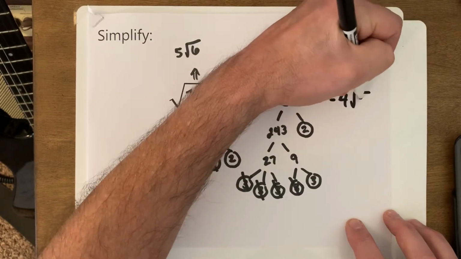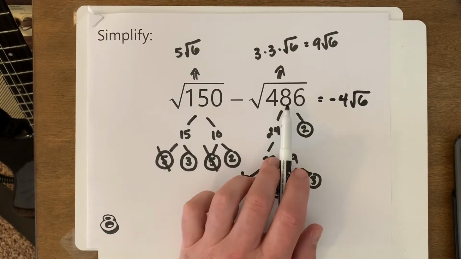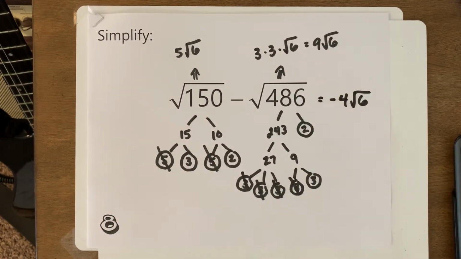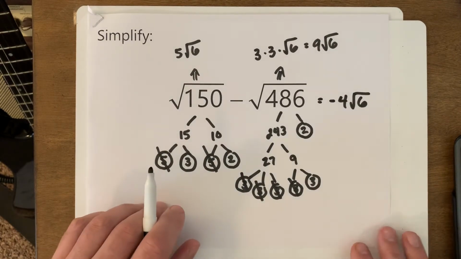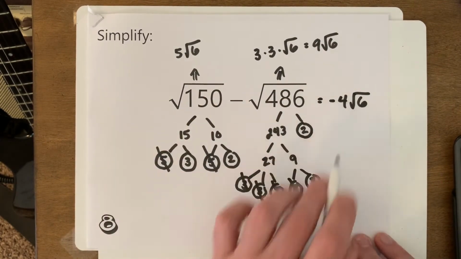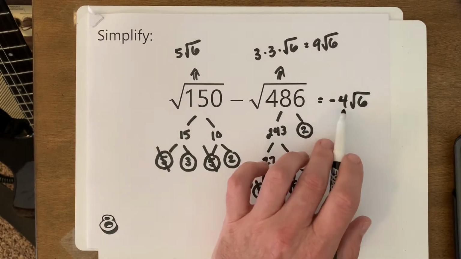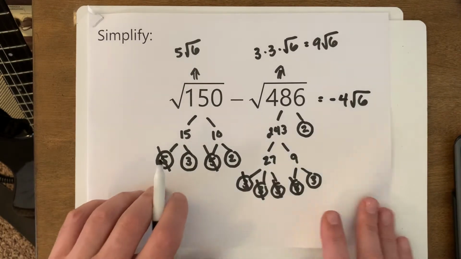root 6. And so why is my answer negative this time? Because you're subtracting a bigger number from a smaller one, and no matter what, you're going to get a negative answer right there. So kind of be careful with that. You might want to size it up at the beginning to see what you're going to get at the end, just to make sure you do get the negative 4 root 6, because I know a lot of students might write positive 4 root 6. All right.